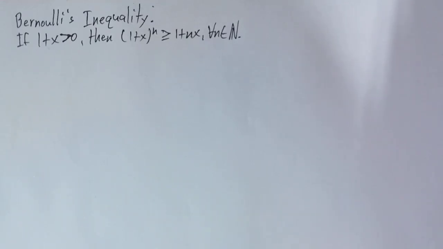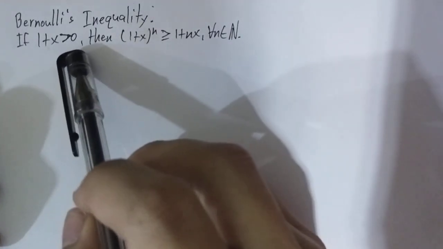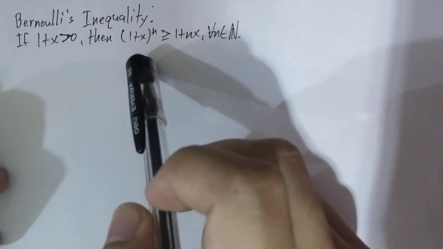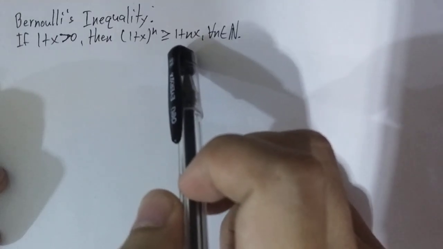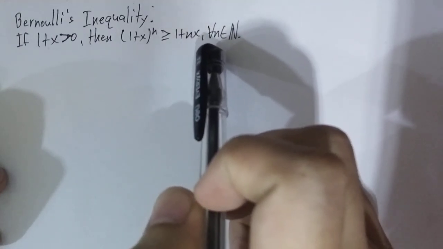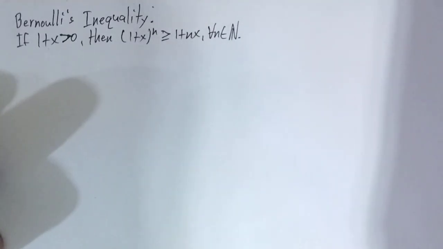Now, Bernoulli's inequality states that if we have any real number x such that 1 plus x is strictly positive, then the binomial (1 plus x) raised to n is greater than or equal to 1 plus nx for all n an element of the set of natural numbers. Now with that, let us start our proof.